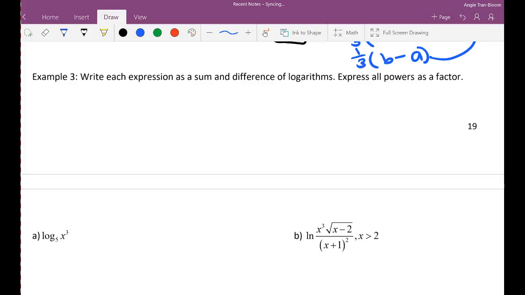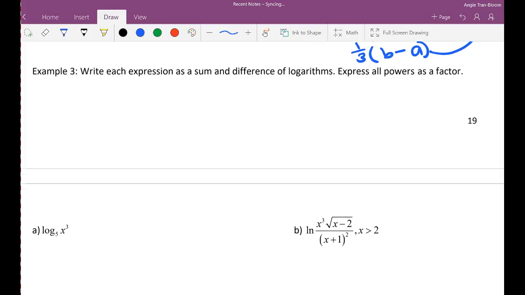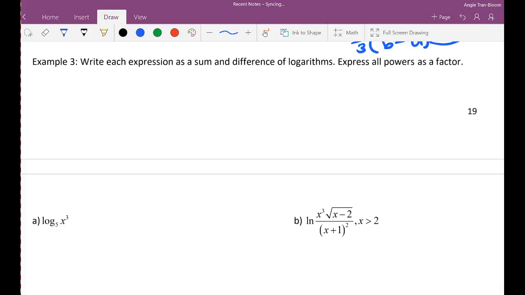Can you help me with the directions to example 3, please? Write each expression as a sum and difference of logarithms. Express all powers as a factor. Good. So you're going to write each part, A or B, as a sum and difference of log terms. The last sentence, though, says express all powers as a factor. What do I want for that? What does that mean?